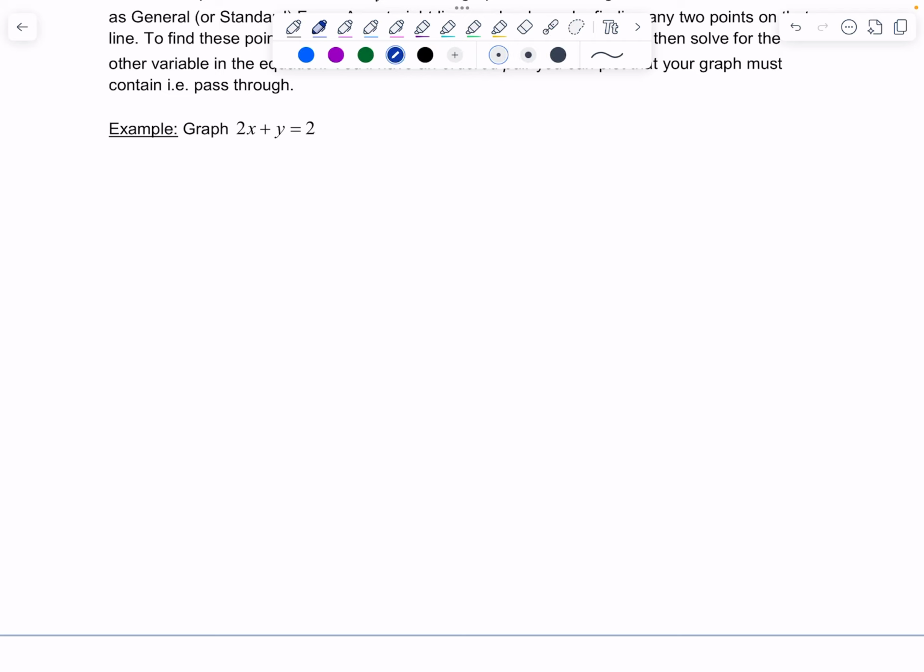Pick something that sounds fun. I'm going to pick x is 1. Then I have 2 times 1 plus y equals 2. That means 2 plus y is 2. Subtracting 2 from both sides, I get y is 0. So now what do I do with this information? I plugged in 1 for x and I got y was 0, which means the ordered pair 1, 0 is on the line. Oh, good.